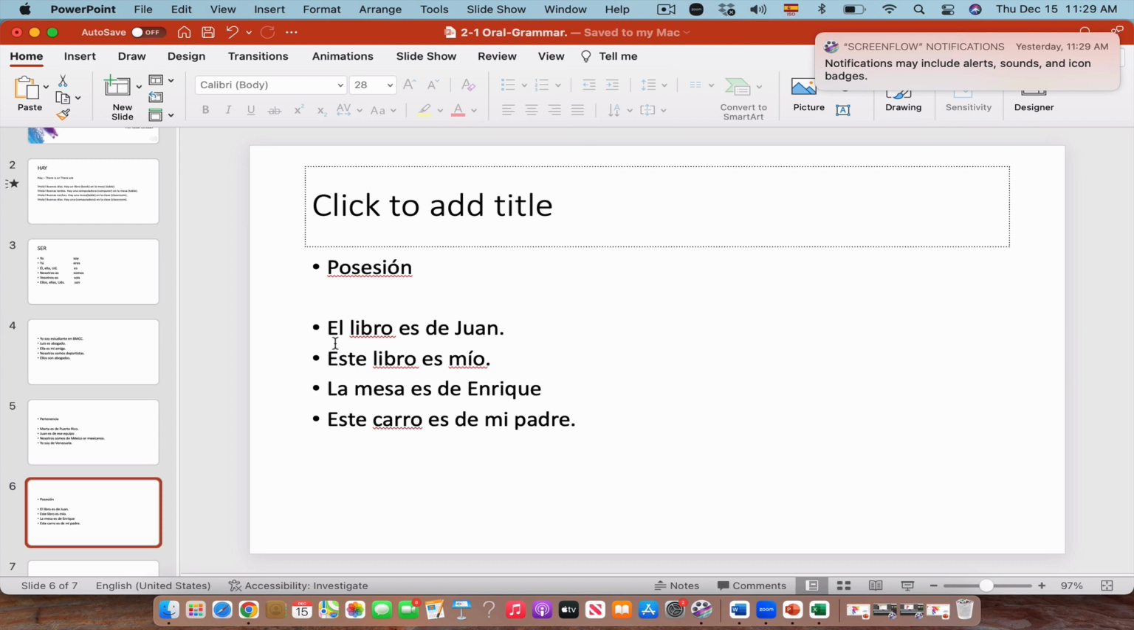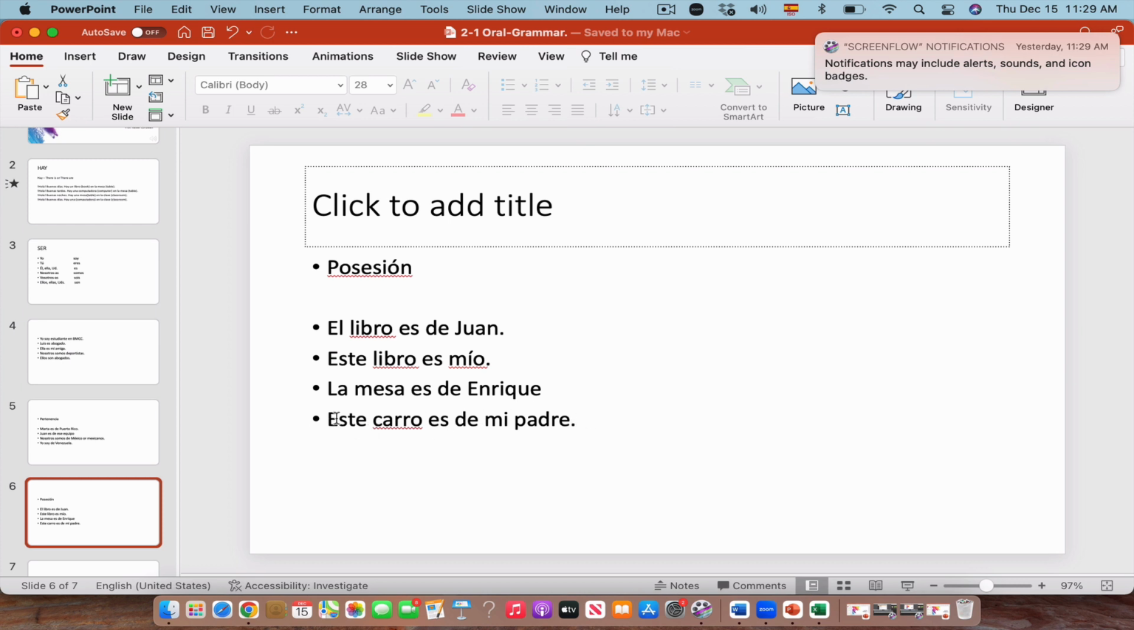The book is John's. The same thing, for example, el libro es mío. This book is mine. Este libro es mío. Or you can say la mesa es de Enrique. The table is Enrique's table. Okay. And then, for example, este carro es de mi padre. This car is my father's.